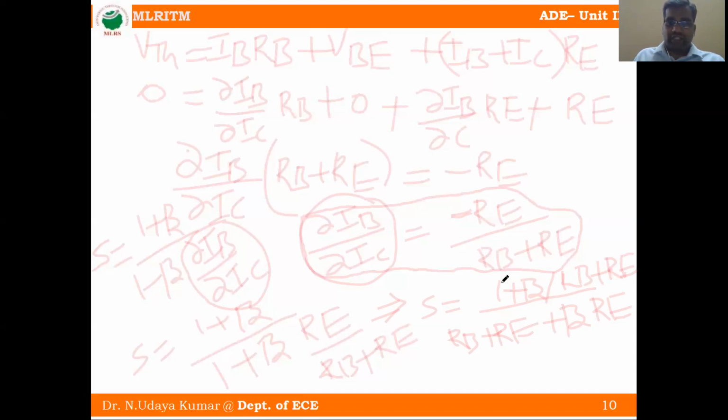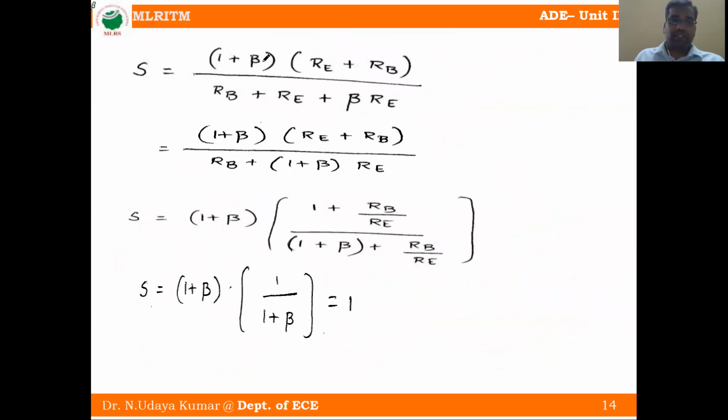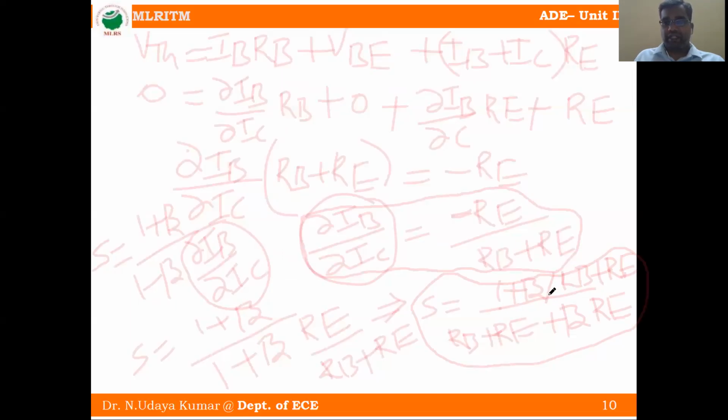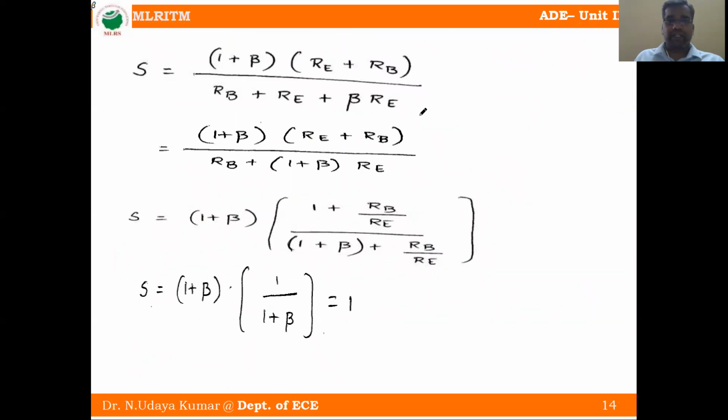Okay, so this same equation I will show here. Up to now we got the stability factor S equal to 1 plus beta into (RB plus RE) by (RB plus RE plus beta RE). The same thing I will show here: 1 plus beta into (RE plus RB) by (RB plus RE into beta RE). Same equation, see, both are same.